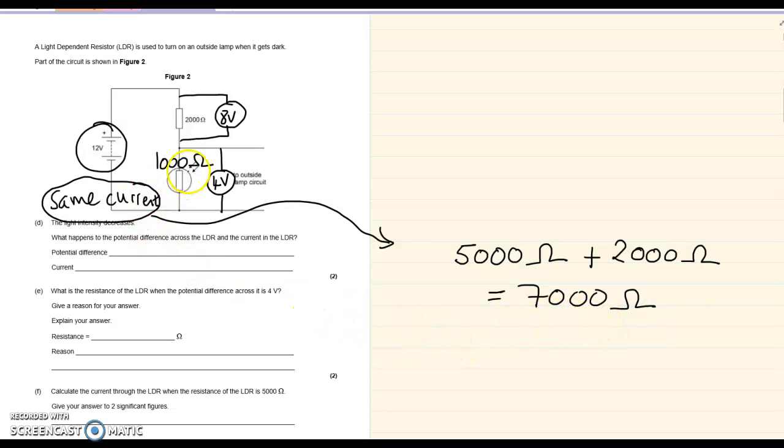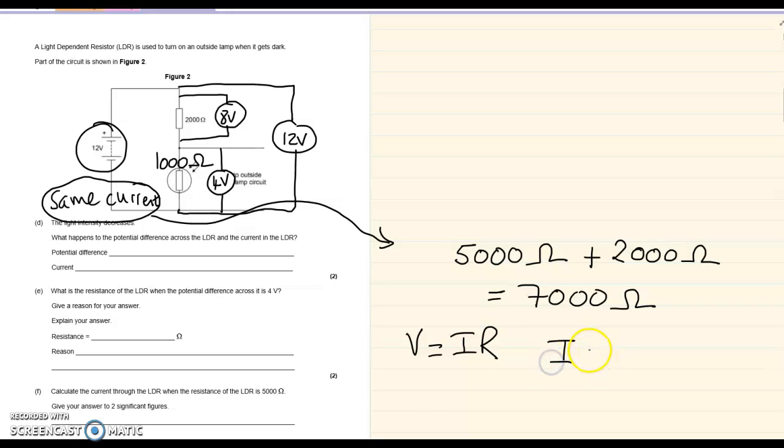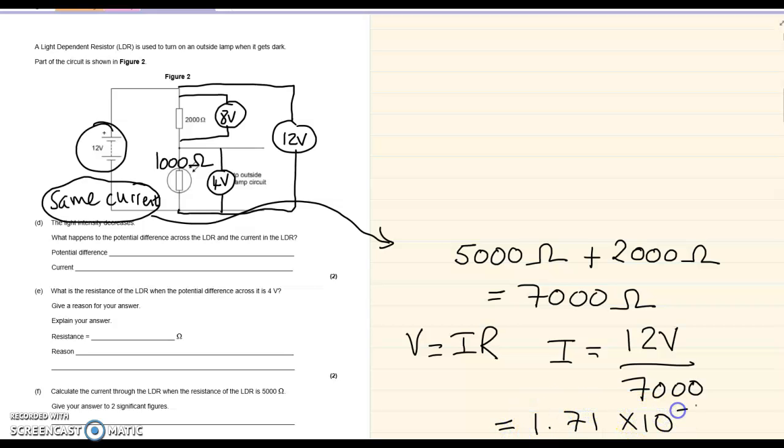We know that the potential difference across both resistors, so if I put a voltmeter across here, across both, it would be reading 12 volts, the same as the battery, and we know that V equals IR. Rearranging that to find I, the current, we get the volts, 12 volts, divided by the resistance, 7,000, and that gives me an answer of 1.71 times 10 to the minus 3.